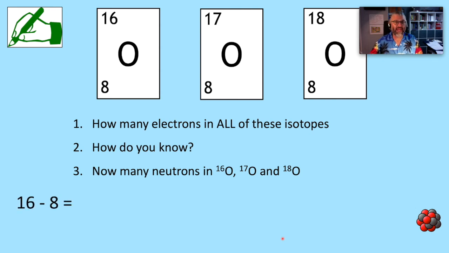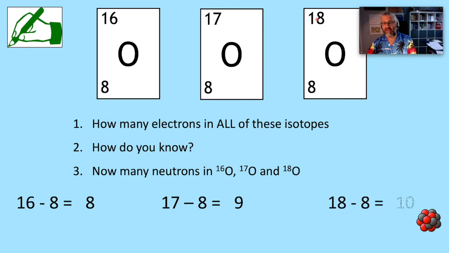And question 3, how many neutrons in oxygen 16, 17 and oxygen 18? The first one is mass number, total number of particles in the nucleus, take away just the protons, and that gives us 8. Second one, the mass number, particles in the nucleus, take away 8 protons, gives us 9. And for the last one, it's 18 minus 8, gives you 10 neutrons in oxygen 18.